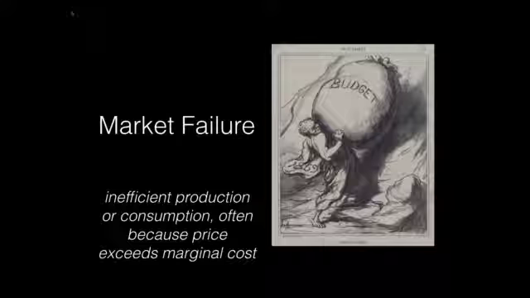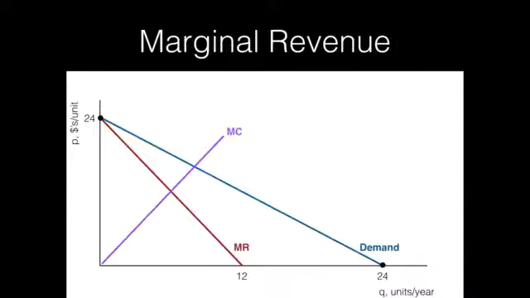And in this particular video lecture, I'm going to be taking a look at market failure, as it says here, inefficient production or consumption. We're going to be taking a look at scenarios where we have inefficiency because price exceeds marginal cost. In particular, I want to show you some issues, and basically what we're going to do here is compare output in perfect competition versus in a monopoly.